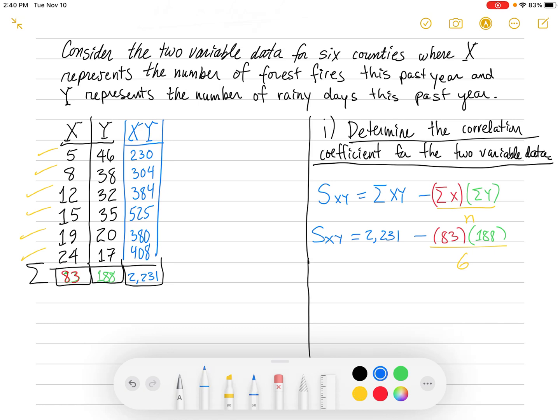I'm going to have SXY. It's 2,231 minus 83 times 188 divided by 6, which is approximately 2,600.7. So SXY is 2,231 minus 2,600.7. It's going to give me minus 369.7.